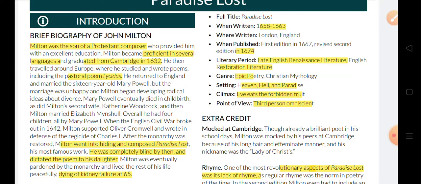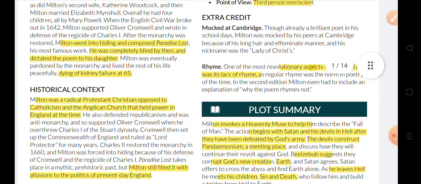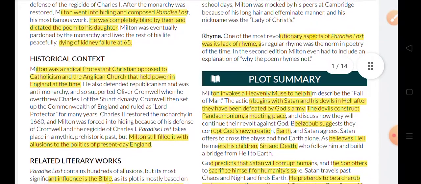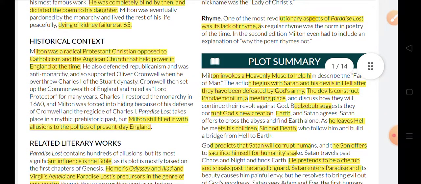is the forbidden fruit, and the point of view is third person omniscient. And we'll see that a revolutionary aspect of Paradise Lost is that it lacks rhyme.